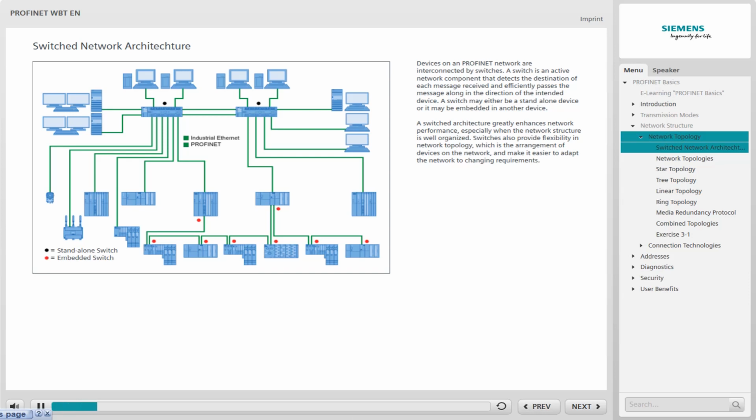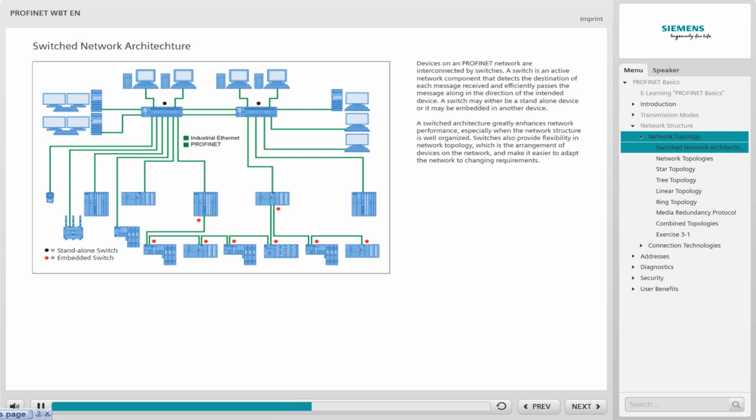A switch in this context is an active network component that detects the destination of each message received and efficiently passes the message along in the direction of the intended device. A switch may either be a standalone device or it may be embedded in another device. Siemens SIMATIC NET industrial communication products include a wide variety of switches and other networking components.